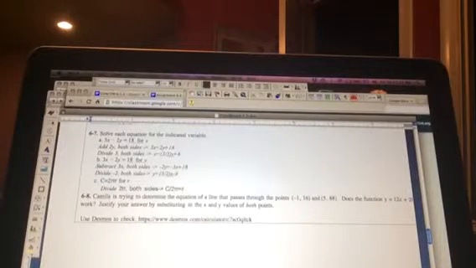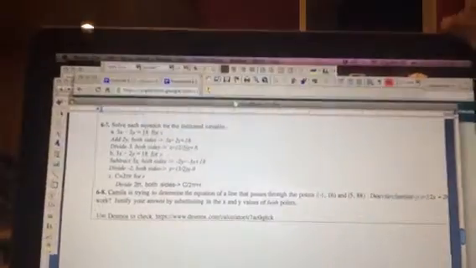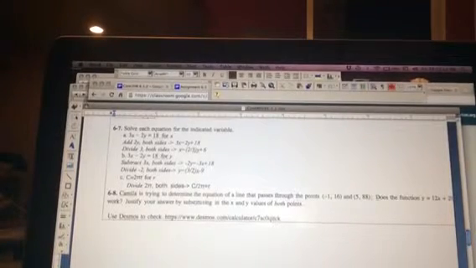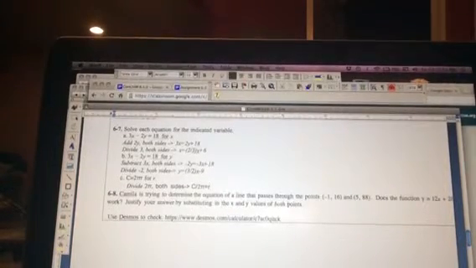Alright, let's take a look at 6-8. Camila is trying to determine the equation of a line that passes through the points negative 1, 16 and 5, 88. Does the function y equals 12x plus 28 work? Justify your answer by substituting in the x and y values of both points.